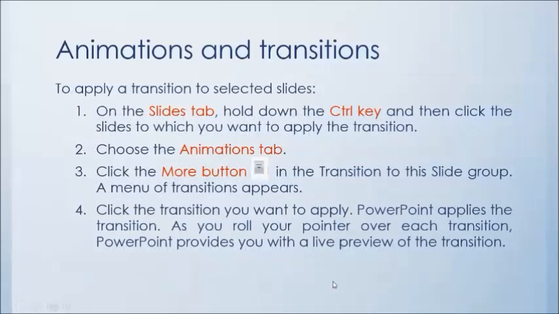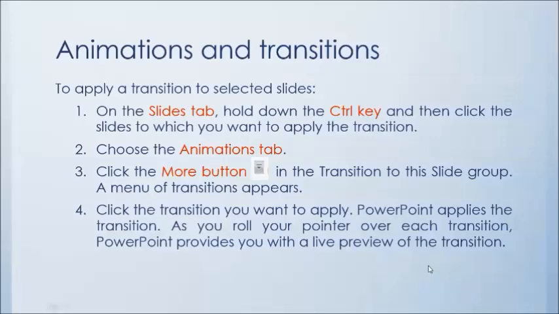So to apply a transition to selected slides, we have to perform the following. On the Slides tab, hold down the Control key and then click the slides to which you want to apply the transition. Choose the Animations tab, then click the More button in the Transition to This Slide group. A menu of transitions appears. Click the transition you want to apply. PowerPoint applies the transition.